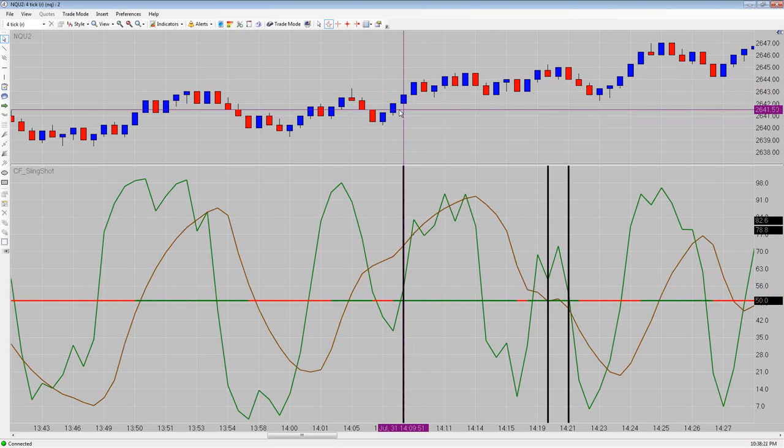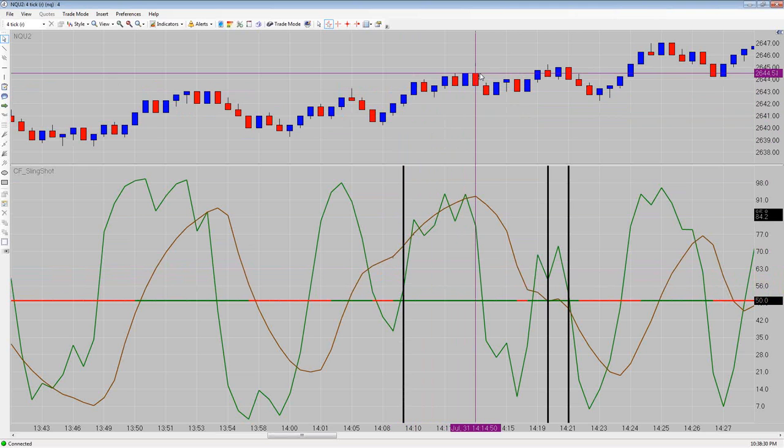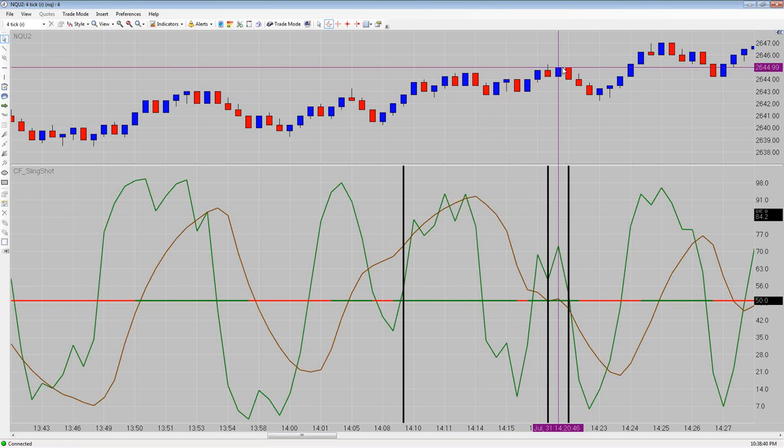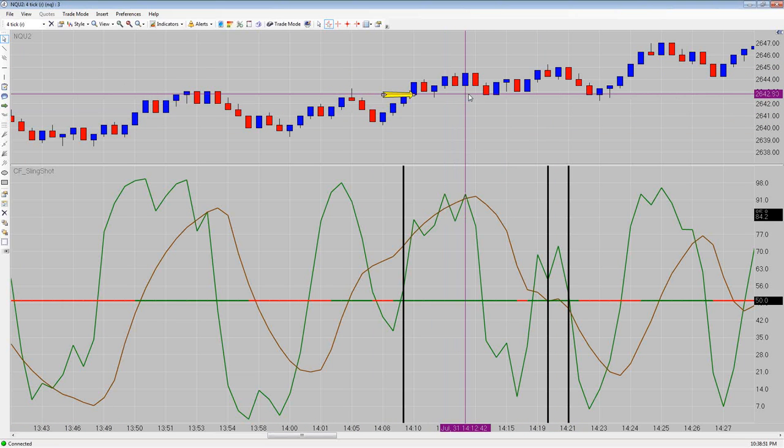Oh yeah, I guess I did do a couple more. This one here, you would have been getting long right here. 42.75, and that one went up to 44.50 for 7 ticks, which is $35 a contract before it pulled back down to your break even, and then it went up to 45.25. Now let me just show you where you would have been getting in, right there.